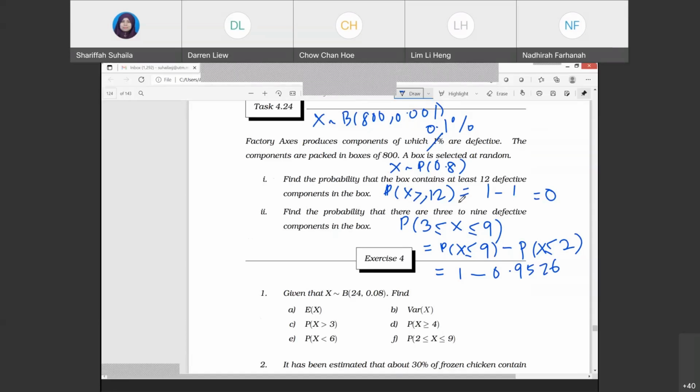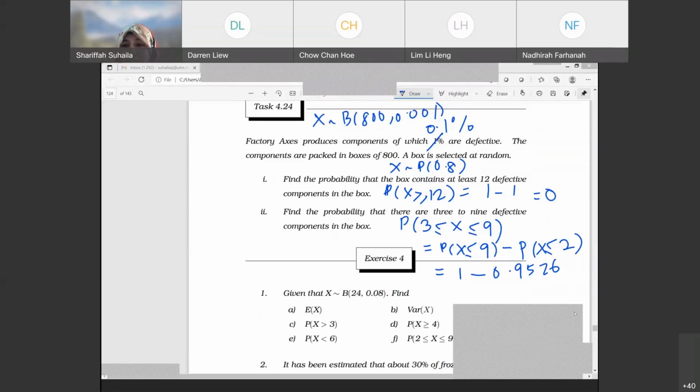Okay, do you have any question up to here? Ada apa-apa soalan tak? Okay. Sekejap ya. Okay, kita dah habis dah ni Chapter 4. Okay, laju sangat ke saya aja? Ke you all boleh follow ke setakat ni? So far? Is it okay for everyone?